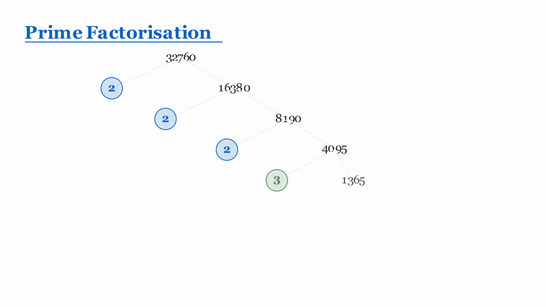We move to the next prime, which is 3. 1365 is also divisible by 3, giving 455. 455 divided by 5 gives 91. 91 equals 7 times 13. Both 7 and 13 are prime. We have reached the leaves. Collecting all the prime leaves gives us 2 cubed times 3 squared times 5 times 7 times 13.